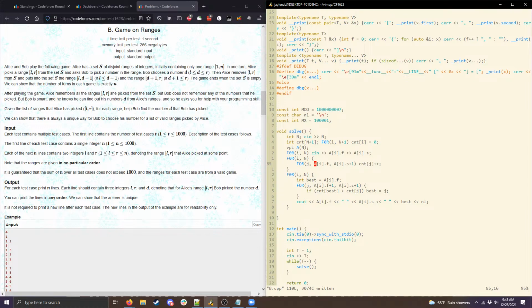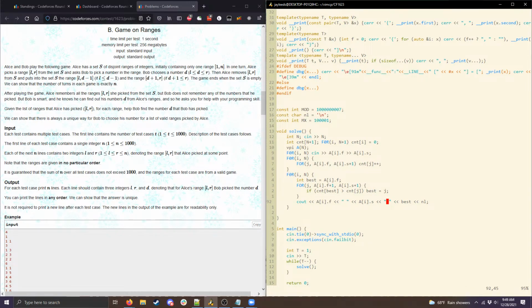Then I compute the number of times each element appears by iterating over each interval. And then for all i up to n, I find the element that appears the fewest times in the interval. If the current element appears fewer times than the best one, then the current element is now the best. And then I output that best element.